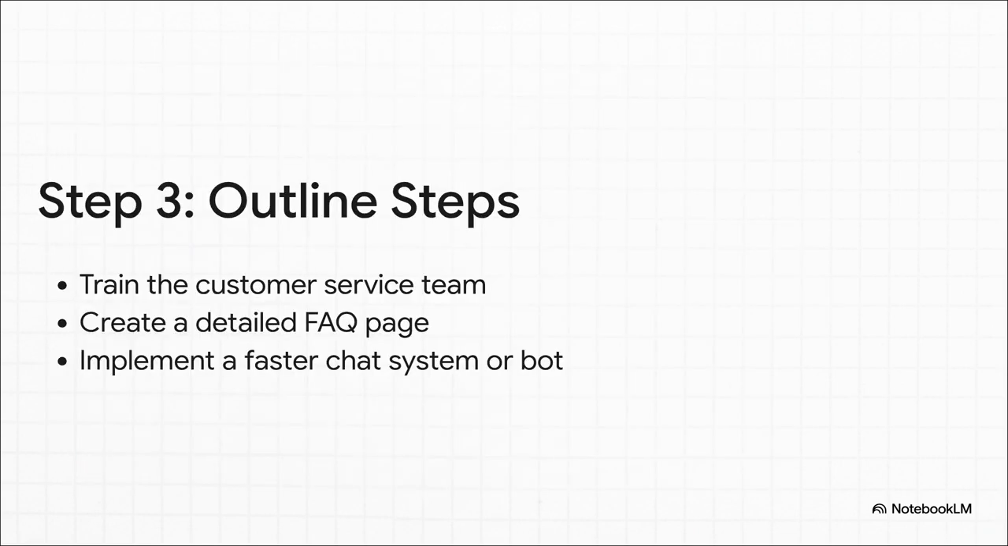Okay, so now we get to the how. In step 3, you list the actual tasks. To hit our goal, what do we really need to do? Well, we probably need to train the team. We should build a better FAQ page to cut down on repetitive questions, and maybe we should implement a faster chat system. See, these are the concrete actions that bring the plan to life.